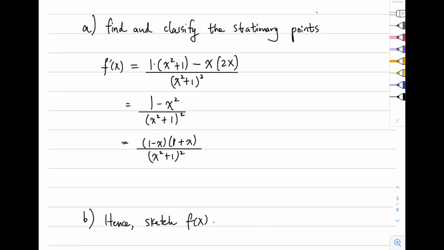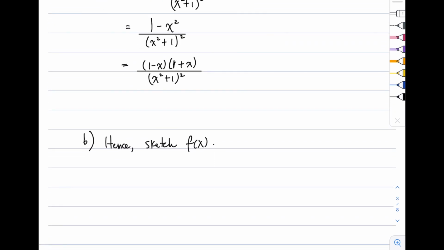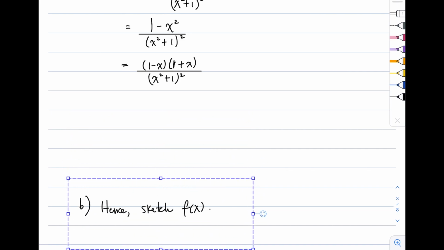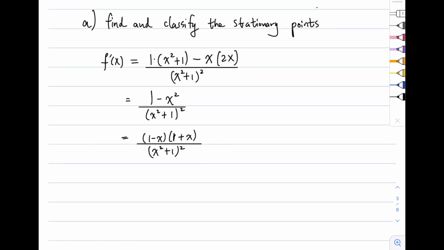By the way, part B will be to sketch the graph, and I think I'm actually going to move this down a bit so we have a little bit more space. What I'm going to say is stationary points exist when f prime of x is equal to 0. So I'm setting the derivative equal to 0, and if I do that, I get this: 0 equals 1 minus x times 1 plus x. Here, we don't really care about the denominator. If the derivative is equal to 0, that's going to be when the numerator is 0.